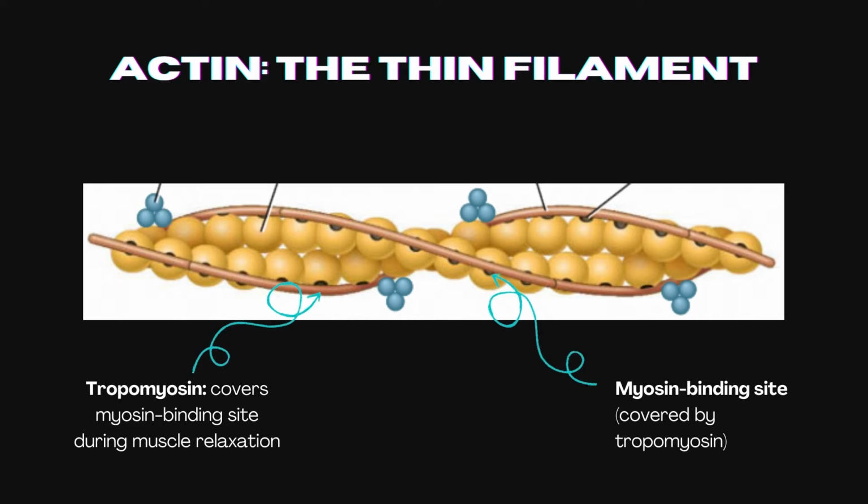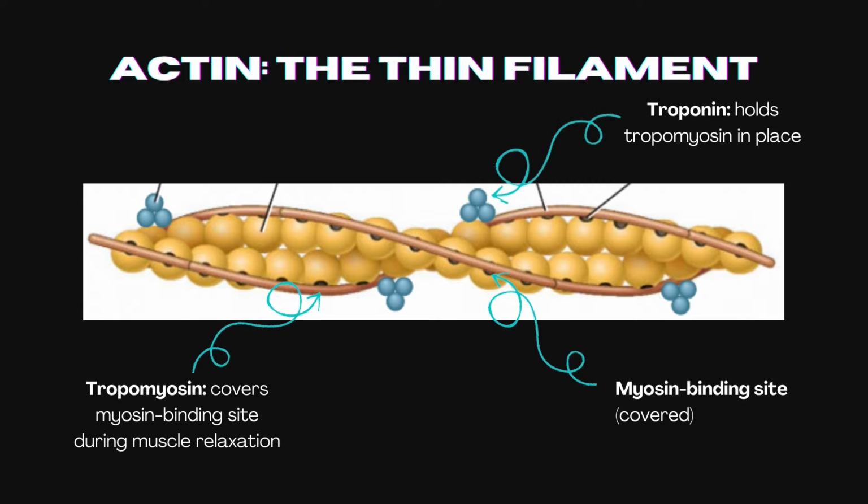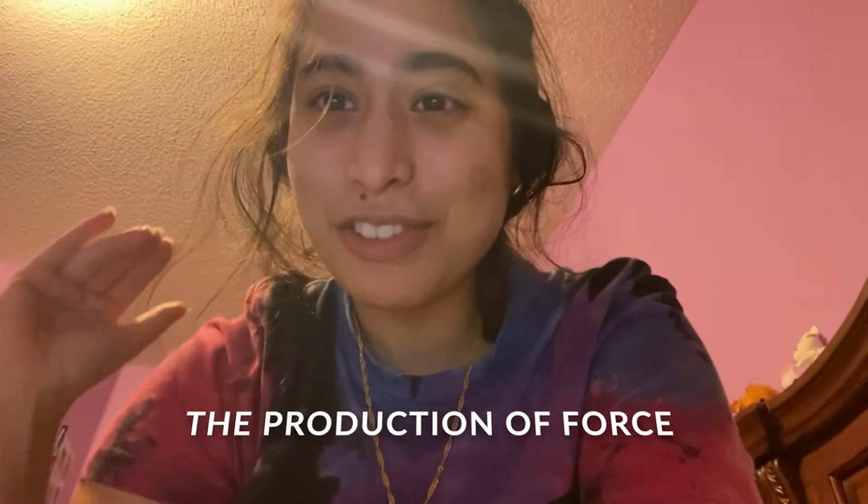But wait, there's more. Tropomyosin covers the myosin binding sites on actin, which blocks myosin from binding when the muscle is relaxed. Troponin holds tropomyosin in place and changes shape when calcium ions bind. Troponin also moves tropomyosin away from myosin binding sites on actin, and then muscle contraction begins as myosin can bind to actin. Myosin is a motor protein that can convert chemical energy in ATP to the mechanical energy of motion, aka the production of force.